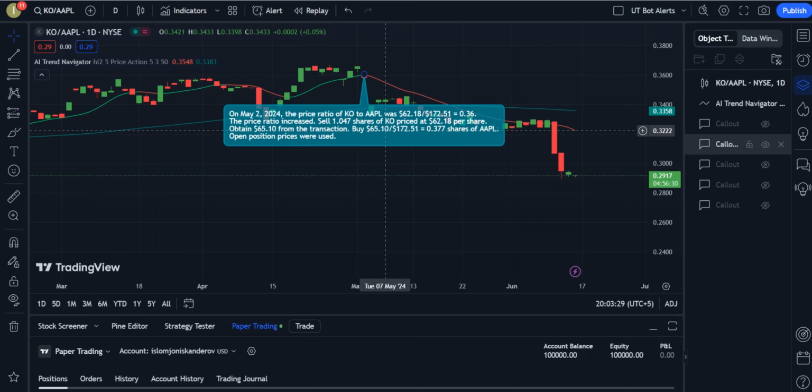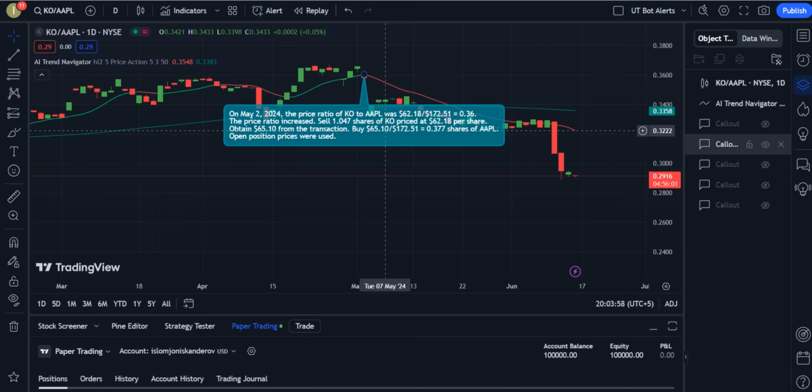So the price ratio increased from the previous transaction, and when the price ratio of the lower price stock to the higher price stock increases, we would switch to the higher price stock by selling the lower price stock, and using the money from that transaction to buy the higher price stock.